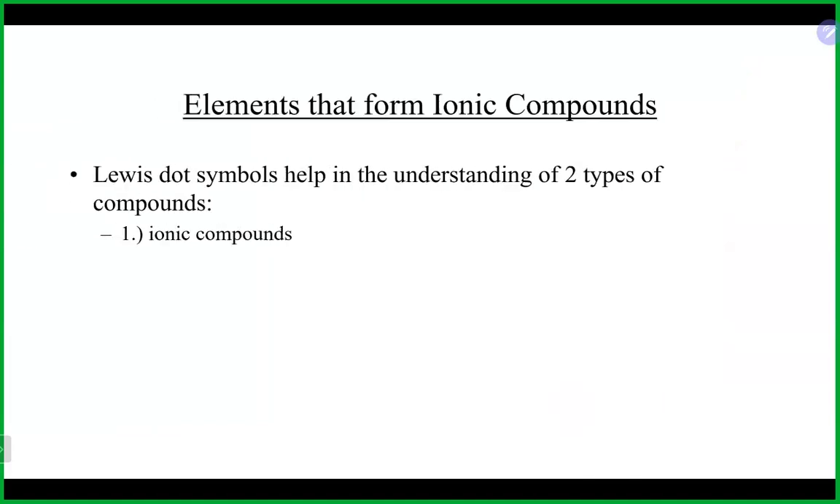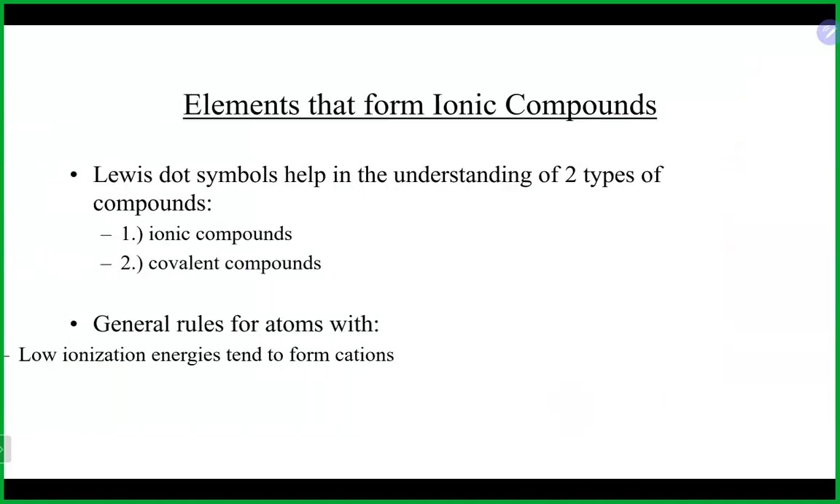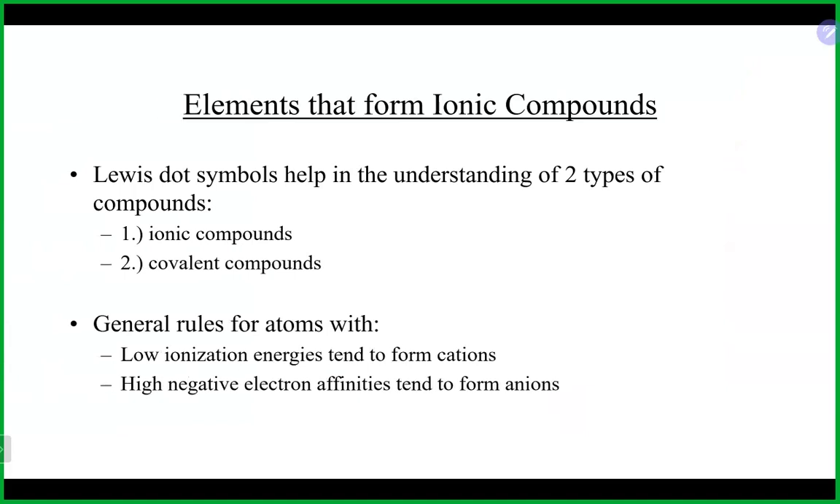So for elements that form ionic compounds, first off, we're going to use our Lewis dot symbols to help us identify those 2 types of bonding that we talked about. Either ionic bonding, which once again, you absolutely know it's ionic when you have this combination of a metal and non-metal, or if it's covalent, you've got some non-metals together, that is definitely the situation.